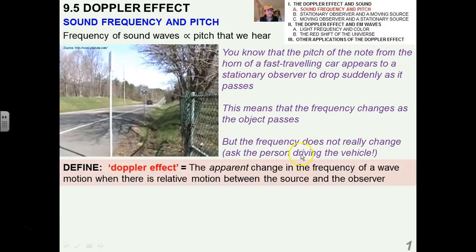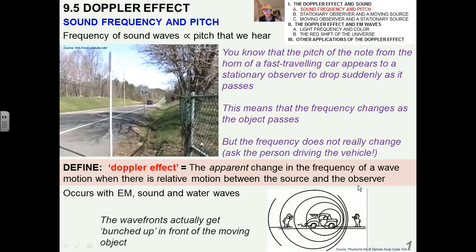This is an apparent change in frequency due to the relative motion between the source of the wave and the observer. So I'm going to define for you what I mean by the Doppler effect: the apparent change in frequency of a wave when there is a relative motion between the source and the observer. It occurs with electromagnetic, sound, and water waves.